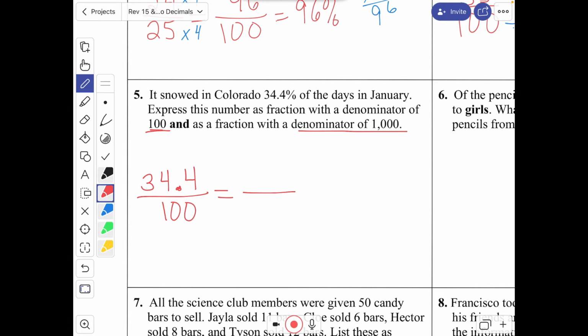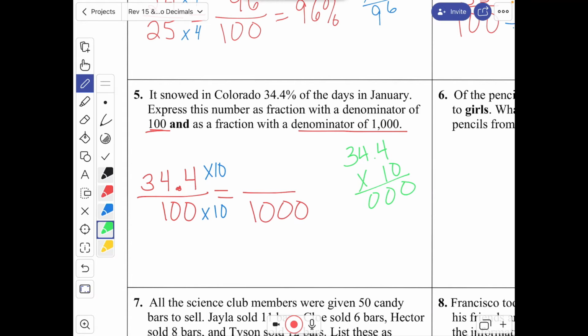But then they want us to change it to a denominator of 1,000. What would we need to do to 100 to change it to 1,000? We could multiply by 10. So I need to multiply by 10 on top. So 34.4 times 10. And some of you may already know a trick. If you don't, you can work it out, just like I'm doing. Move it one space over, which makes 344. If you multiply by a 10, you're just really moving the decimal over to the right, one space.